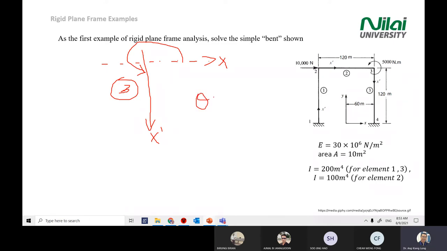Brian, how do you measure angle? How do you measure theta? From x to what? X prime. So what is the arrow of your element number 3? What is the x prime arrow? Going down. Where is your x-axis? Horizontal. How do you measure angle? X to x prime, right? Yes. And it must be anti-clockwise. You measure from here to here. What is the total angle that you have moved from x to x prime?